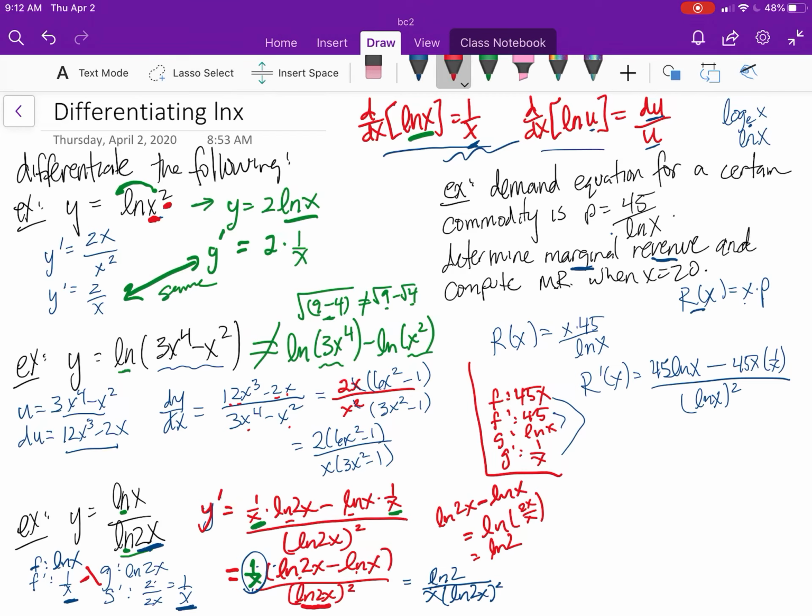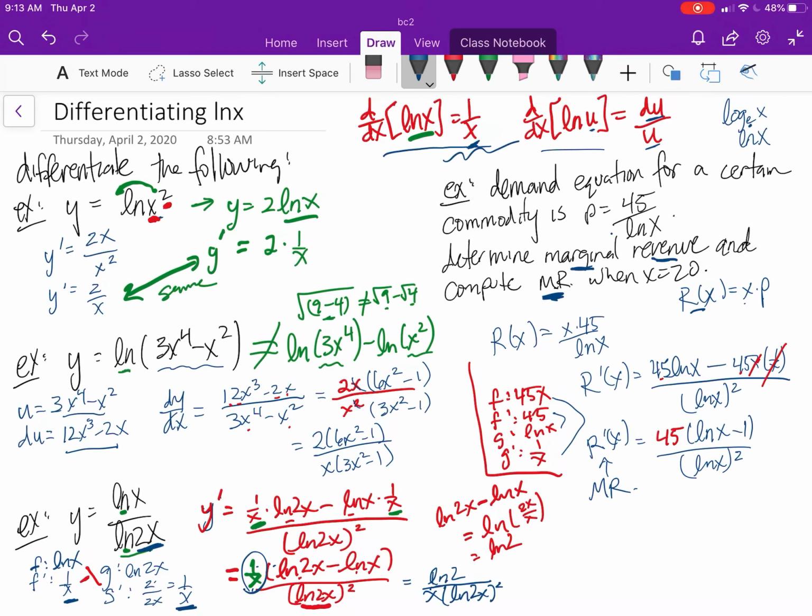Okay, let's clean this up. 45x times 1 over x, those cancel. We could factor out a 45, so 45, and we'd be left with ln x minus 1 over ln x squared. So that's our marginal revenue, which I put MR right here. That's the marginal revenue function.